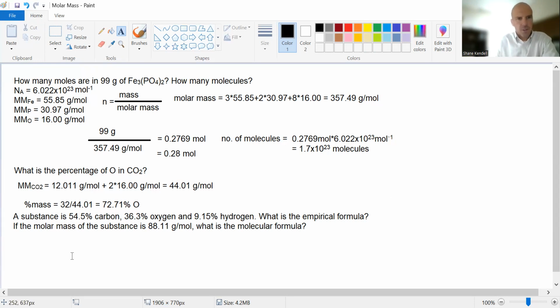We have a substance which is 54.5% carbon, 36.3% oxygen, and 9.15% hydrogen. What's the empirical formula? So the easiest way to do this is just to assume we have 100 grams of substance. It doesn't really matter how much you assume, but the calculation is going to be easier if you use 100 grams. Because if you had 100 grams, then you must have 54.5 grams of carbon, if that makes sense. Just because you take that percentage times 100 grams, that's going to give you the grams of carbon.